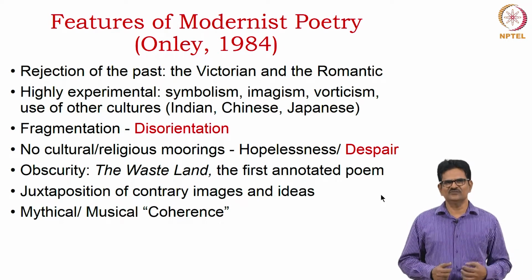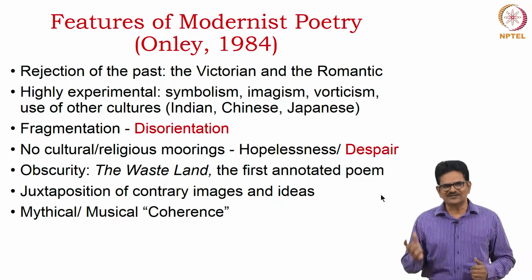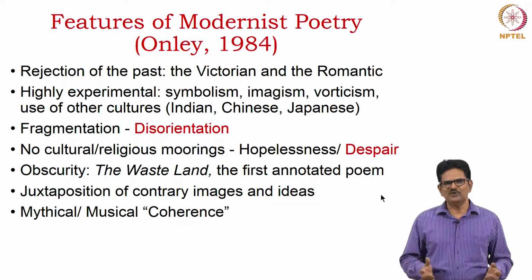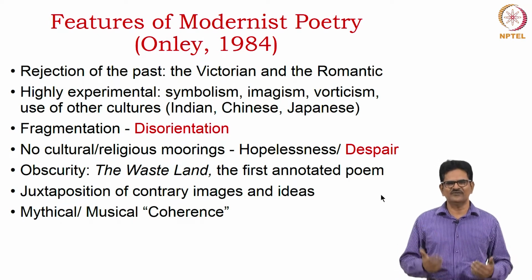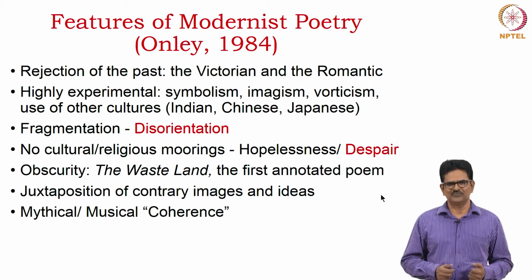A key feature of this modernist poetry is fragmentation, a heap of broken images. Complete disorientation was found among these poets and people. They could not have any kind of cultural or religious moorings, and so many people became hopeless and desperate, and this disorientation and despair we find well exemplified in this kind of modernist poetry.